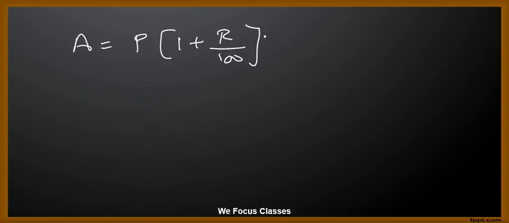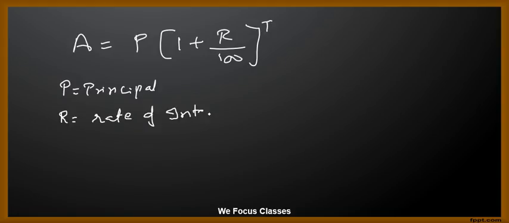Now what is the formula we will use to find amount in compound interest? Amount is equivalent to P into (1 plus R by 100) whole power T, where P is the principal, R is the rate of interest, T is the time period.